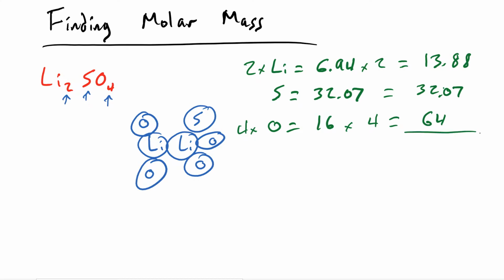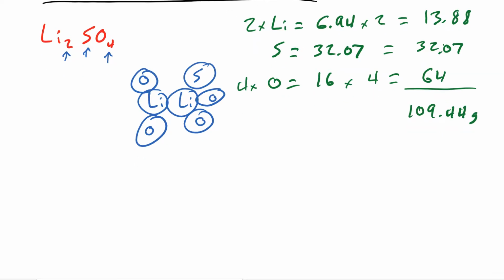And so what do you get when you add up 2 lithium, 1 sulfur, and 4 oxygens? Well, you get the mass of lithium sulfate, which is 109.44 grams. And that's how you find the molar mass. So what if I gave you something that's a little bit more complicated? For instance, suppose we've got to work with lead nitrate. And lead nitrate looks like this. That's right, there's parentheses. What do you do about those?